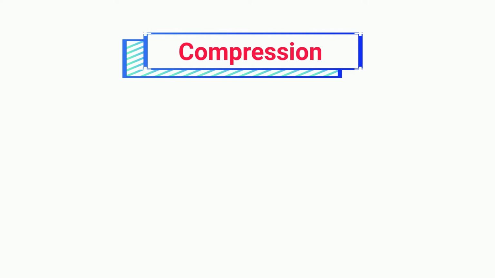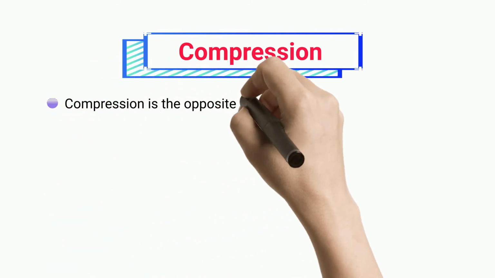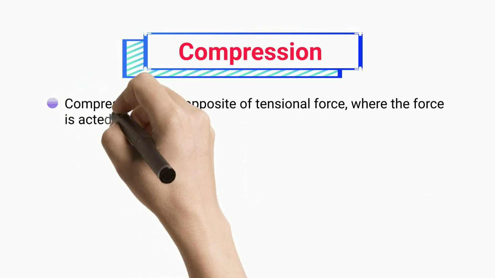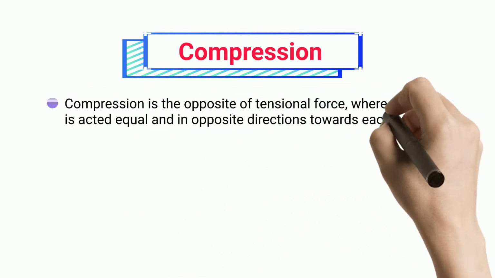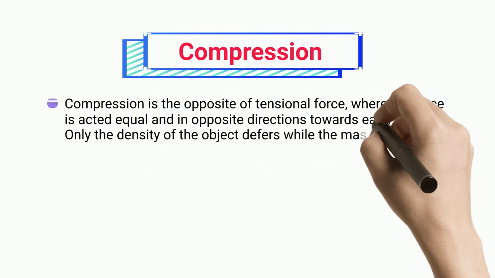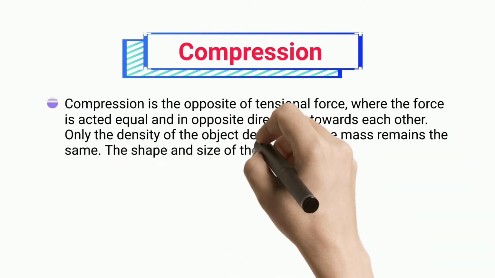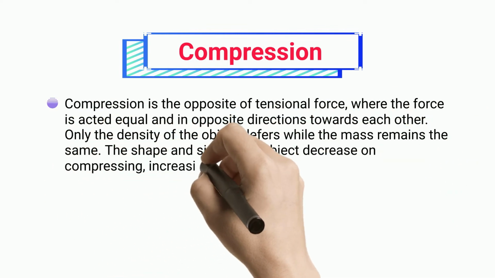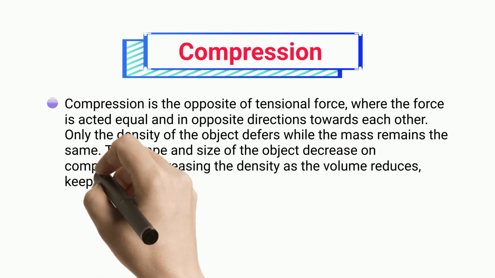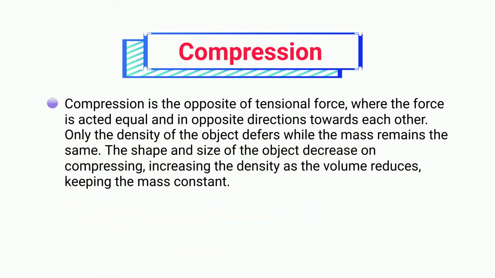Compression. Compression is the opposite of tensional force, where the forces acted equal and in opposite directions towards each other. Only the density of the object differs while the mass remains the same. The shape and size of the object decrease on compressing, increasing the density as the volume reduces, keeping the mass constant.